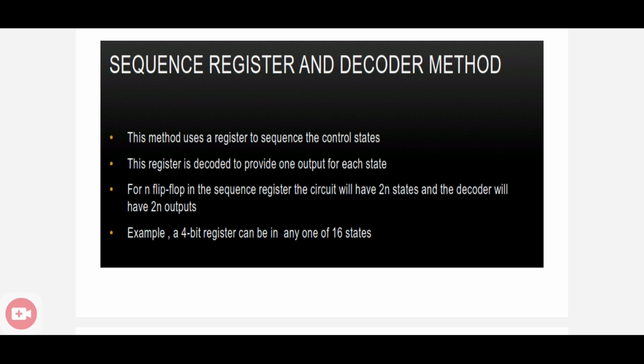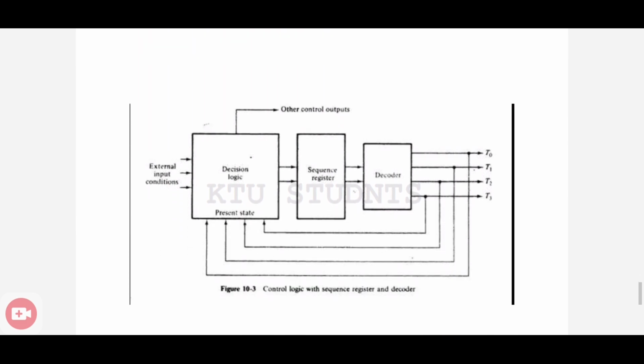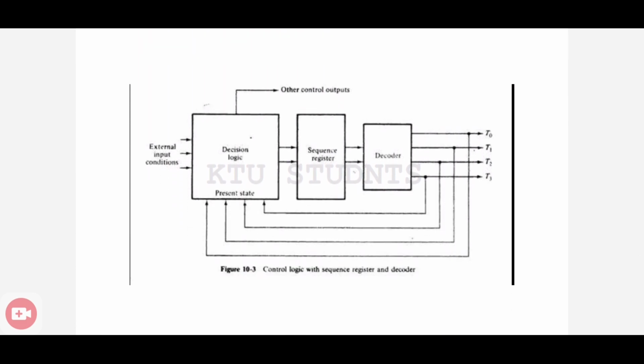So in a sequence register and decoder method, the main component is the decision logic along with this sequence register and a decoder, and this sequence register is implemented by using flip-flops. Okay, and here decision logic accepts external input conditions as well as other control outputs, and the decoder output is fed back to decision logic. If we have a 4-bit sequence register, we have 2^n states and 2^n decoder outputs. Clear?